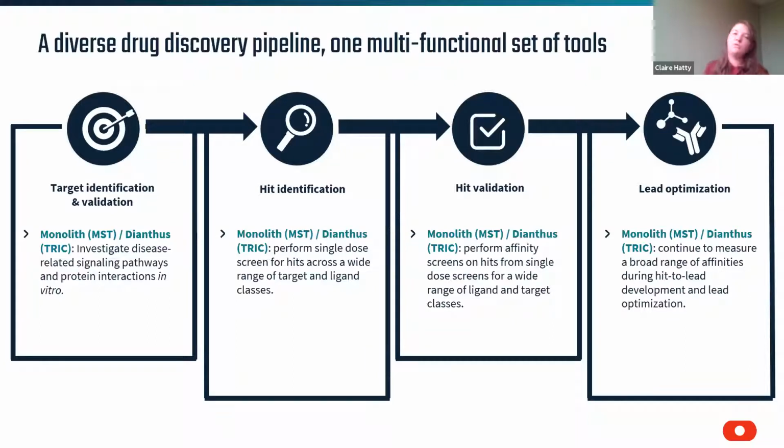And then finally, we can also use it in lead optimization. If we have some leads for potential ligands, we can use this as they are developed, say for higher affinity, and we can continue measuring them with MST and TRIC. So we can use it throughout the drug discovery process, and at a very early stage when we're still exploring a target and its interactions.